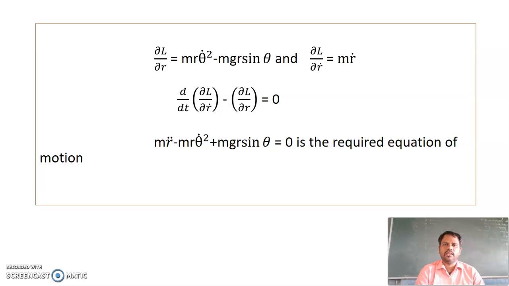On substituting this dou L by dou r dot and dou L by dou r in the Lagrangian equation, we arrive at the equation m r double dot minus m r theta dot square plus mg sin theta is equal to 0, which is the required equation of motion for a sliding bead.